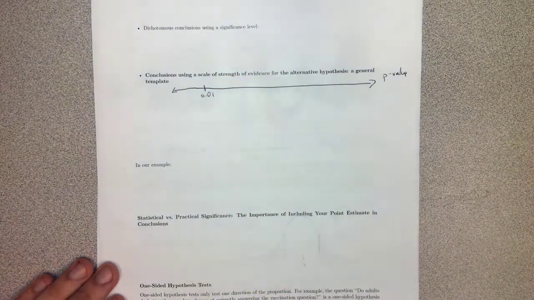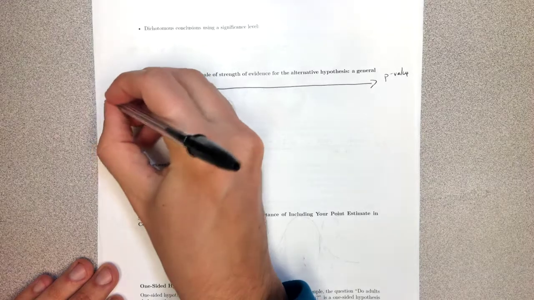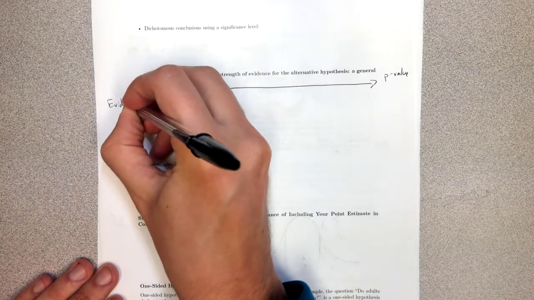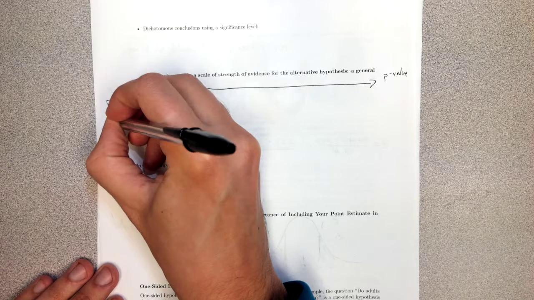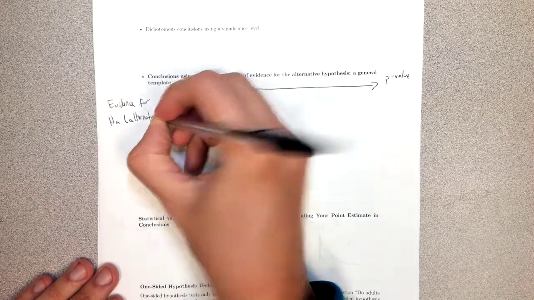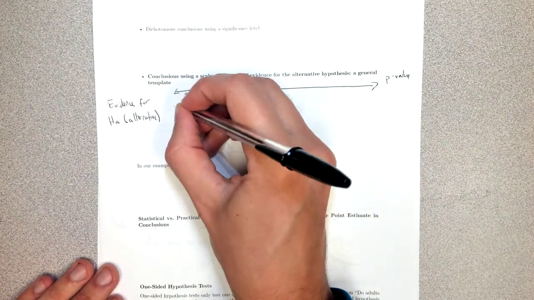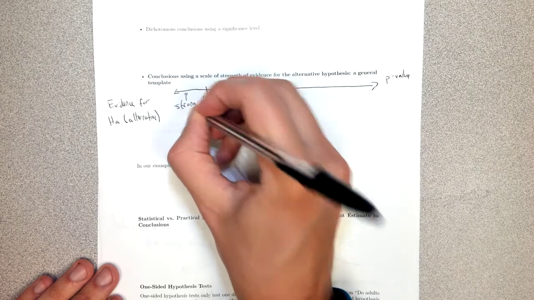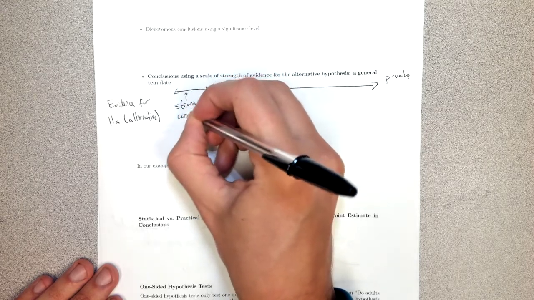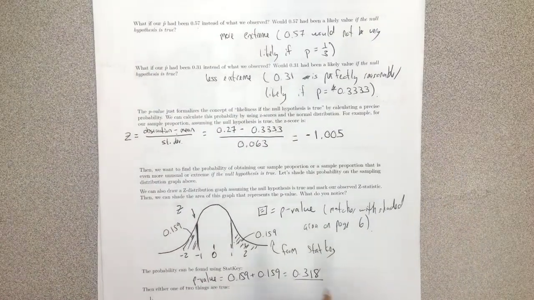And most people would agree that if your p-value is less than 0.01, here we're going to write how much evidence for the alternative there is. So if our p-value is less than 0.01, this would be considered strong or convincing evidence for our alternative hypothesis.